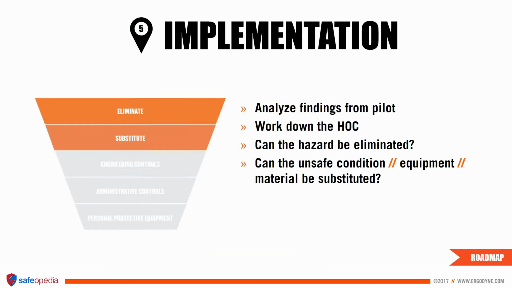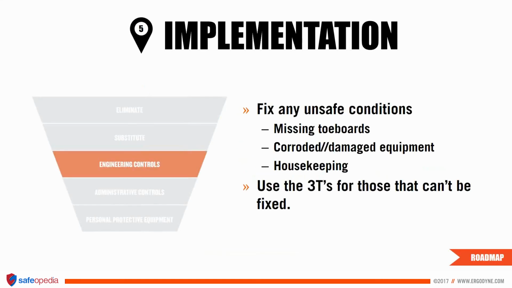So looking again, walking through this, can the unsafe condition be eliminated or substituted? If not, what are we doing for engineering controls? What are we doing for prevention? Now, prevention can come in two forms. Prevention can be passive prevention, like tow boards or netting, or it could be active prevention, like tool lanyards, containers, tool attachments, things of that nature.